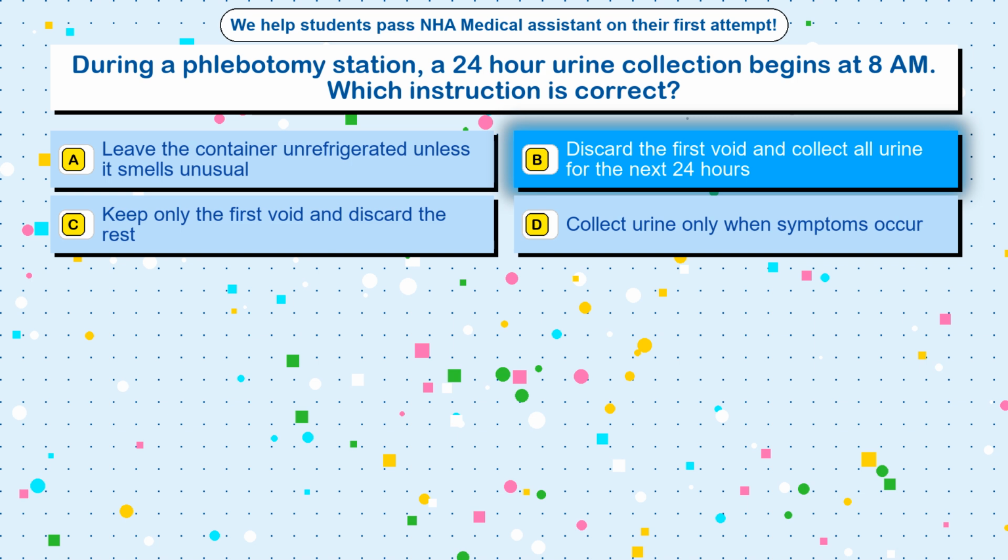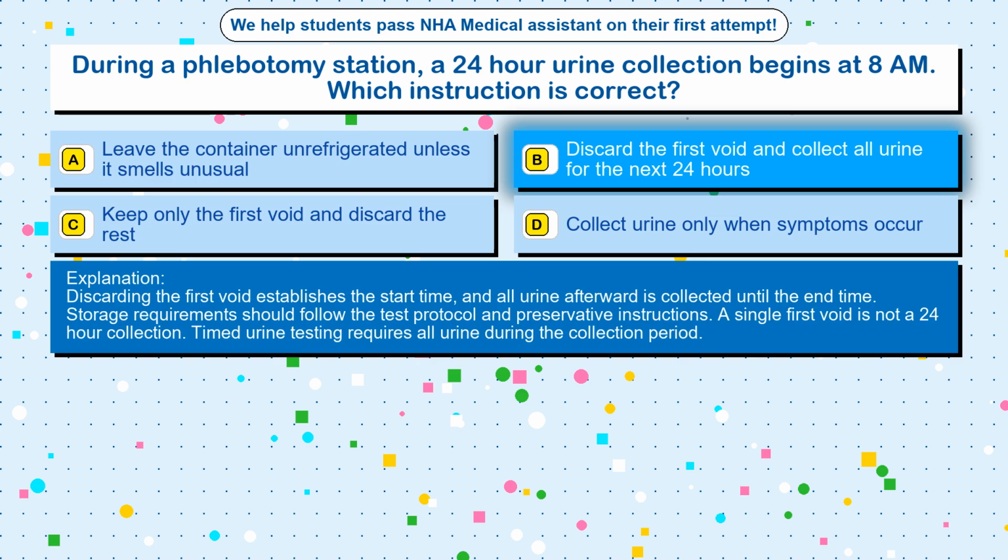Discard the first void and collect all urine for the next 24 hours. Discarding the first void establishes the start time, and all urine afterward is collected until the end time. Storage requirements should follow the test protocol and preservative instructions. A single first void is not a 24-hour collection. Timed urine testing requires all urine during the collection period.